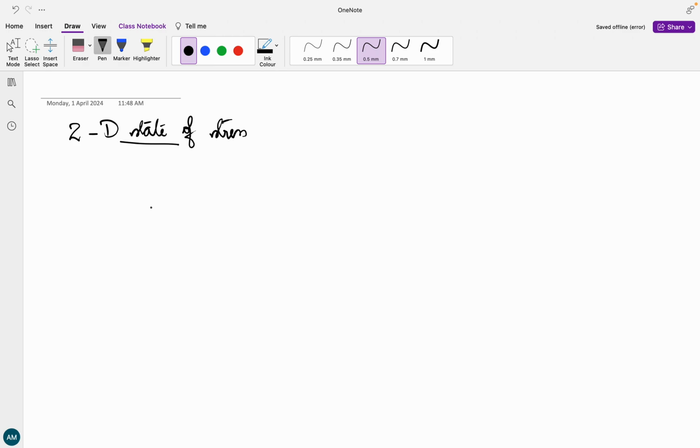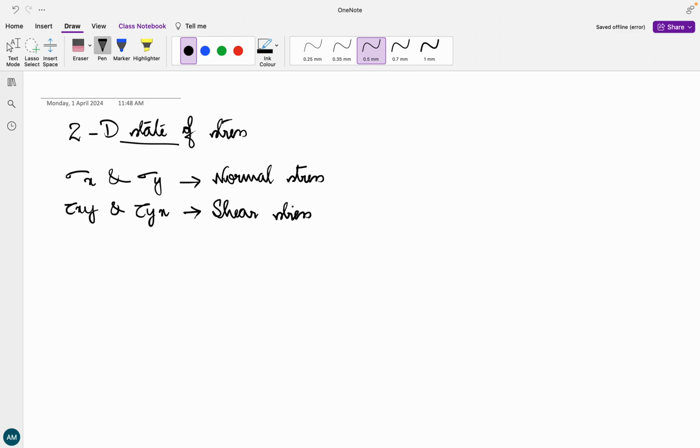Let us consider a two-dimensional state of stress where sigma x and sigma y are the normal stresses. I will be considering only two coordinate axes, that is x and y, where their respective normal stresses are sigma x and sigma y. The next are the shear stress on the plane, that is tau xy and then tau yx. These are the shear stress.